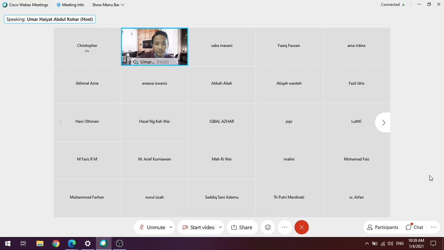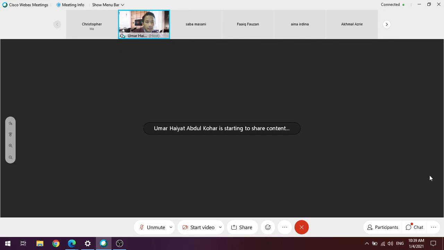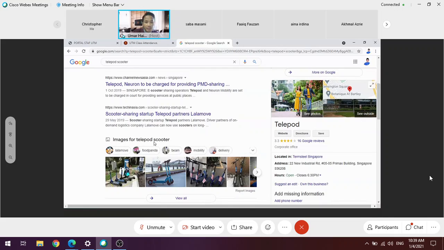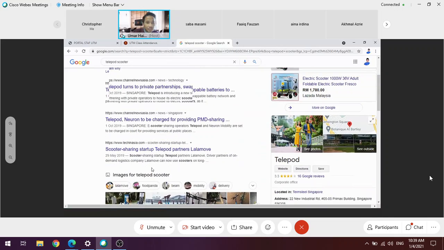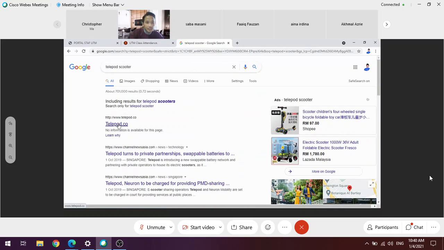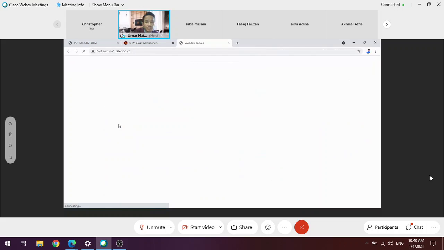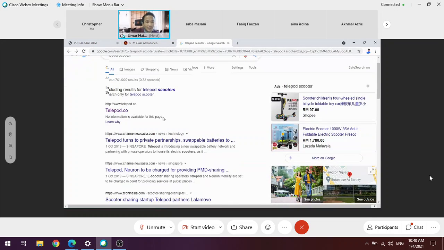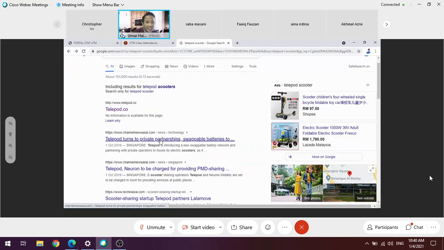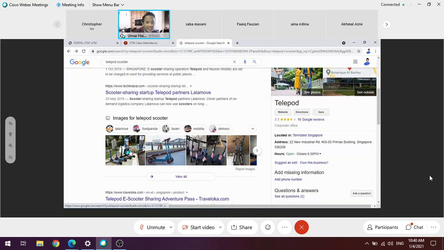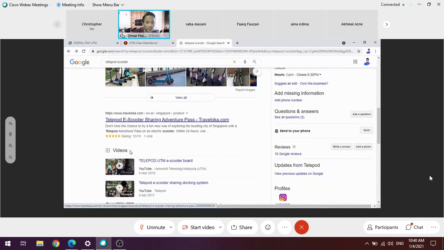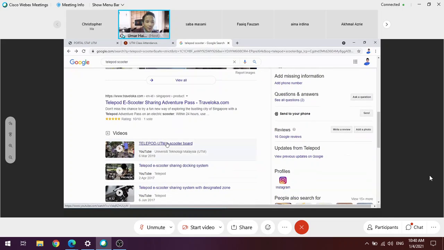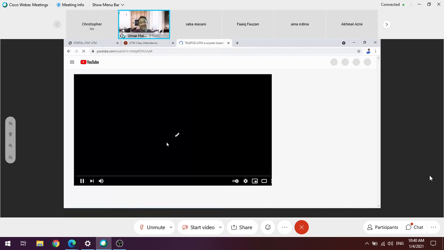So this is the service that they want to bring into UTM called Teleport. Macam gini bentuk dia. Nampak? Can you see? E-scooter. I think this is the company. Is it? Dah tak wujud ke? Previously this one lah ni lah company Teleport. This is actually the one that available at UTM before. Ada pun video 2019.